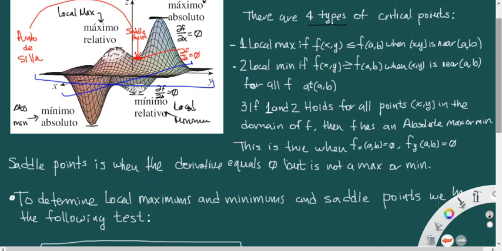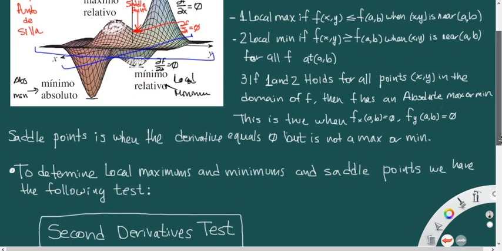these critical points. Okay, this is true when, as we said, the partial derivatives with respect to the functions that we are modeling here are equal to zero. Why zero? Because if that happens, we have this flat line at the top of the hill. Okay.